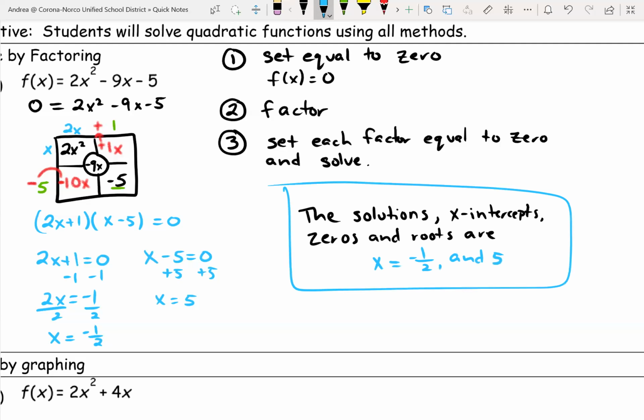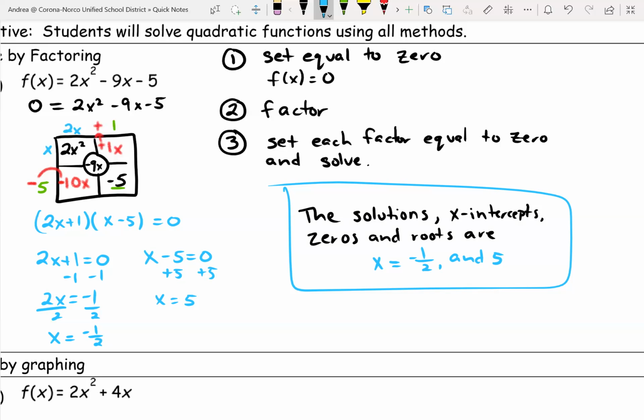Okay, there's a ton of different words we use to say the same thing. And you need to know all those words. Don't get hung up on if it asks you to find the solutions, the x-intercepts, the roots or the zeros. It's all the exact same thing. You're going to solve that quadratic. Do not be scared by those words. Any questions over that?